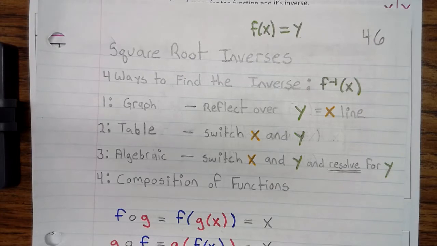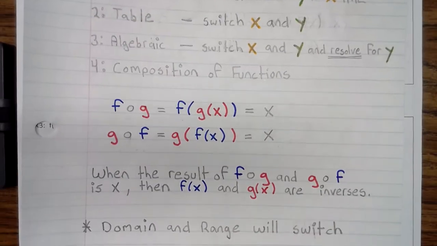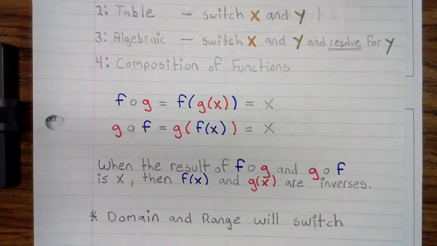All right, now the 4th way is composition of functions. So when f of g of x is equal to x, and g of f of x is equal to x, then f of x and g of x are inverses. And then a special note, domain and range will switch. All right, so if you would, finish up your notes. All right, now your notes are updated.